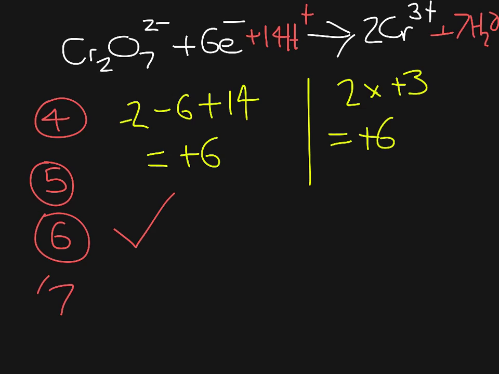And then with step 7, all we need to add now is the state symbols. And that's all done. So I hope you understand now how to apply oxidation numbers to balancing redox half equations.